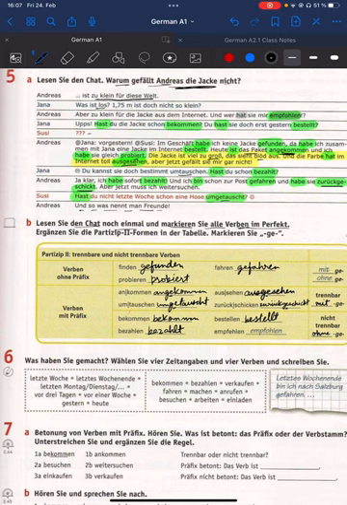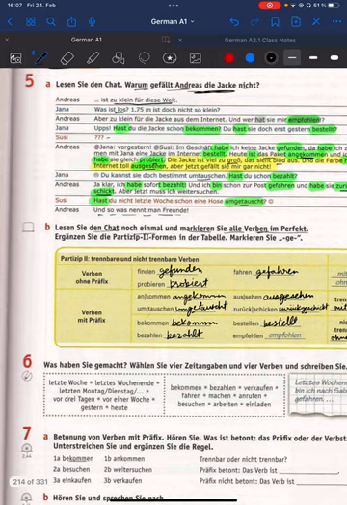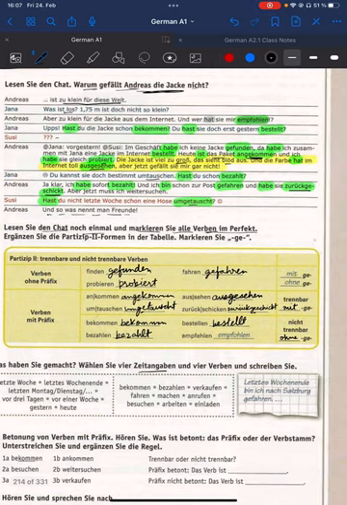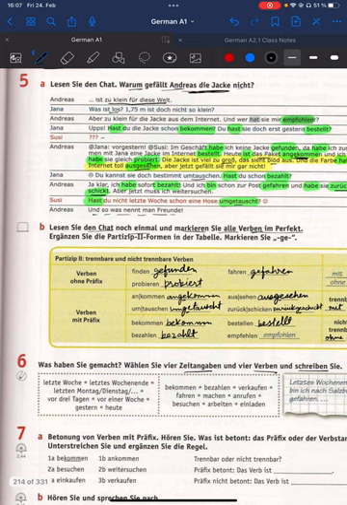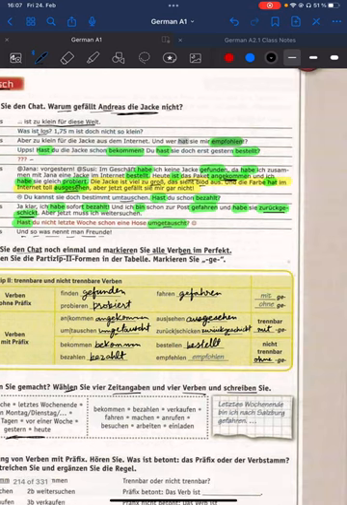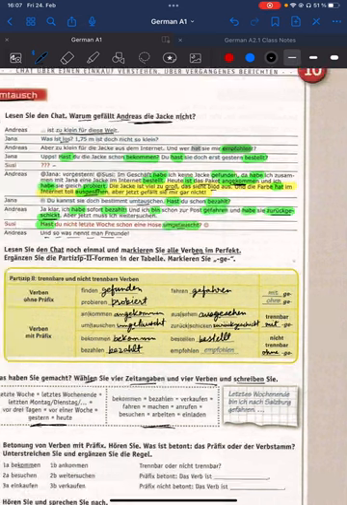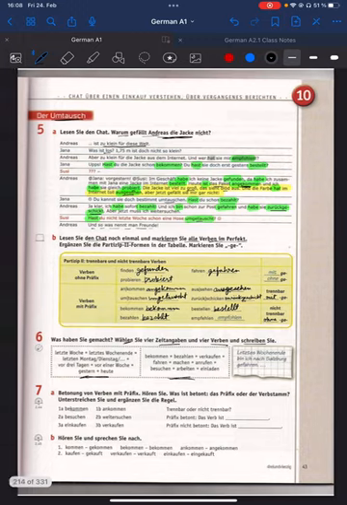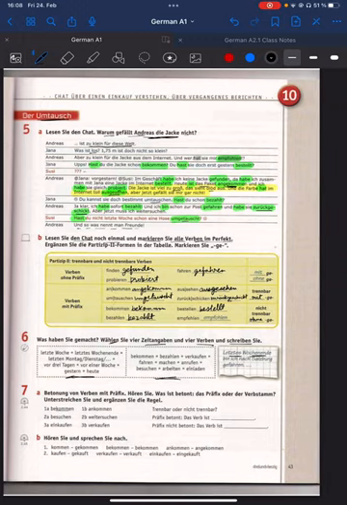Was haben Sie gemacht? Verbinden Sie die Zeitangaben und die Verben. Schreiben Sie. Okay, what have you done? Make, join the time expressions and the verbs and write sentences. For example, dieses Wochenende bin ich nach Salzburg gefahren. So they have used this and this and they have written this. So yeah, we can also write something.